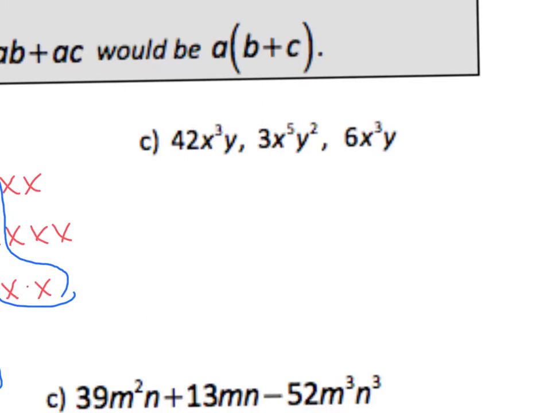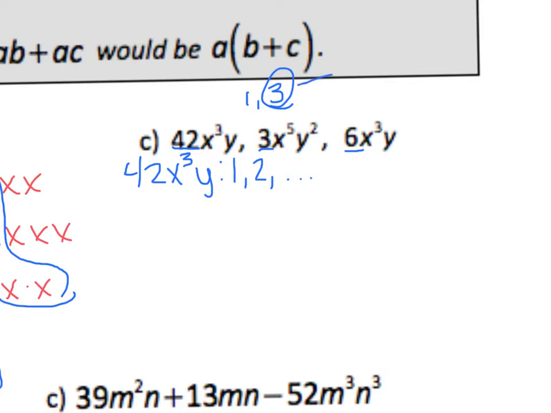So now we look at C. We've got 42x to the third y. So 1, 2, 3, and you can keep on going, but I'm going to stop here and I'll give you a reason right now. You've got 42, 3, and 6. Well, thinking about the factors of 3, it's just 1 and 3. So you know that 3 has got to be the greatest factor in the second term.